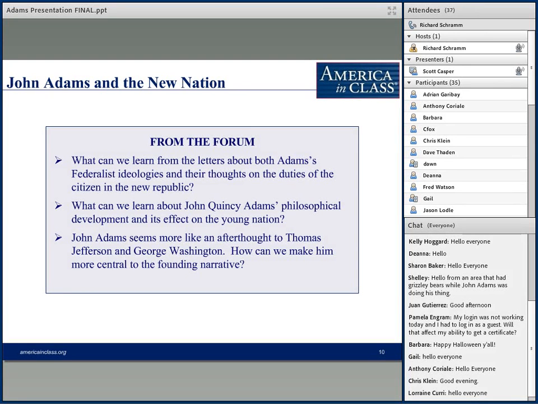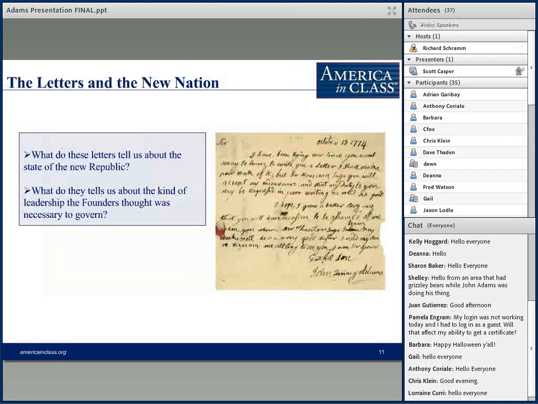What can we learn from the letters about both Adamses' Federalist ideologies and their thoughts on the duties of the citizen in the new republic? What can we learn about John Quincy Adams's philosophical development and its effect on the young nation? And John Adams seems more like an afterthought to Thomas Jefferson and George Washington. How can we make him more central to the founding narrative? We also have two questions of our own that we're going to address this evening. What do these letters tell us about the state of the new republic? And what do they tell us about the kind of leadership the founders thought was necessary to govern this new nation?